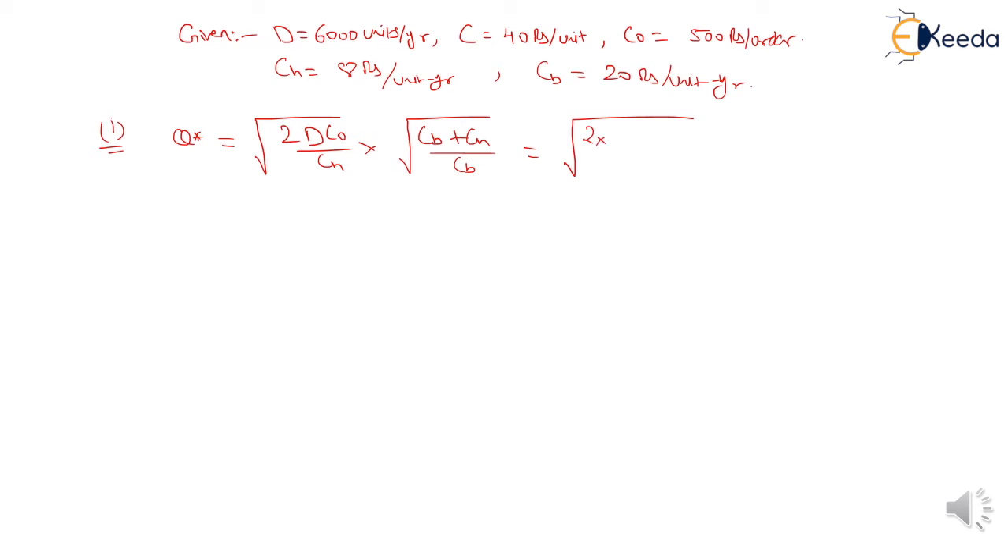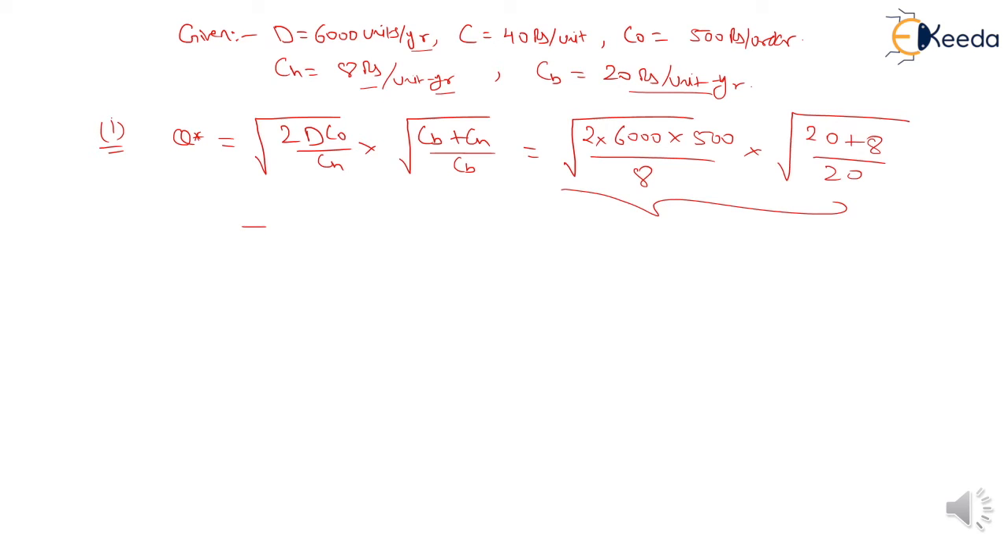Okay students, putting the values in this formula: 2 into D, which is 6000 units per year, C0 is 500 rupees per order, CH is 8 rupees per unit per year. Be careful with the units. Here CH is per year and capital D is per year. Under root of CB, which is 20 rupees per unit per year, plus CH, 8 rupees per unit per year. Here the units of CB and CH are the same, so add both easily. Calculate this term and see how much the Q star output is.